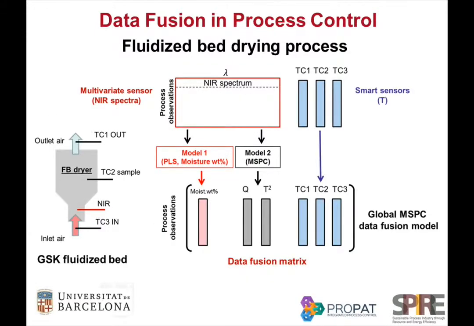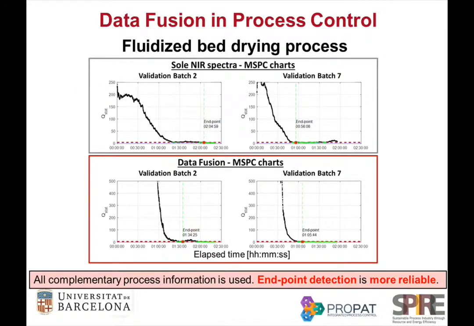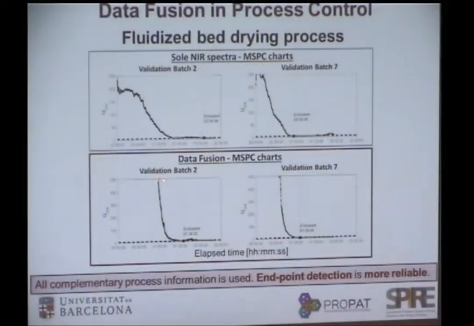So this is, again, in a more graphical way. And the idea is that if we compare the MSPC models based only on NIR or based on this data fusion here, that was to detect the endpoint, the difference between points that are far from the endpoint and the endpoint is much bigger, much more clear than if we use just the plain NIR measurement, okay?